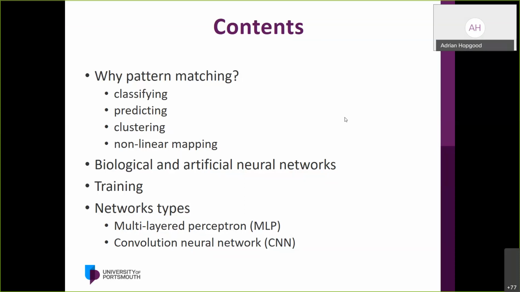You look for patterns in data and say, yeah, that's one of those, or that's a class A, that's a class B, etc. We'll look a little bit about the link to biological neural networks, talk about training neural networks, and talk about a couple of specific types of neural networks today.